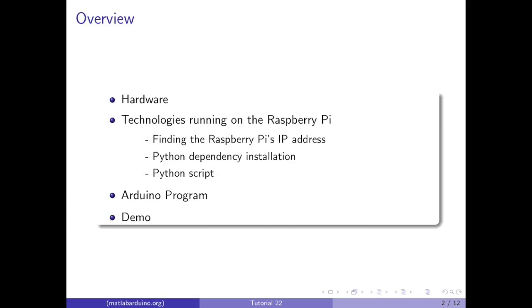In this video, we will go over the hardware, the technologies running on the Raspberry Pi, including the following: how to find the IP address of the Raspberry Pi, installing pip, a package manager for Python, and installing the serial communication library, writing the Python and the Arduino code, and a demo.